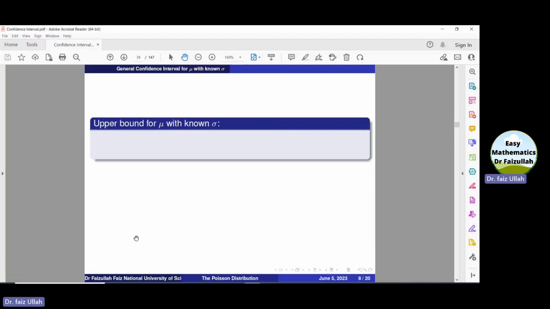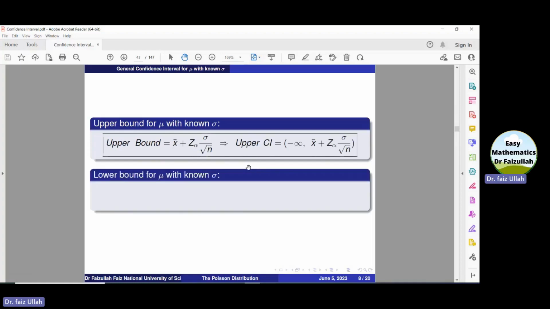Sometimes we will be asked to find only the upper bound. Then the upper bound can be obtained by x bar plus z alpha into sigma over under root n. Just note that here we have alpha, not alpha by 2. Similarly, if someone asks to find upper confidence interval, then we have to use this formula. And to find the lower bound, we can use x bar minus z alpha sigma over under root n. Just plus is replaced with minus.